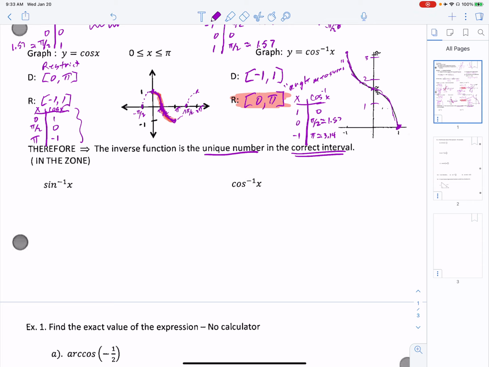And so when I see inverse sine of theta, first of all, I'm thinking of this. This is an angle measurement. This is an angle measure.